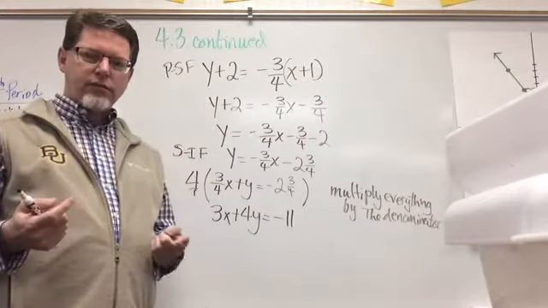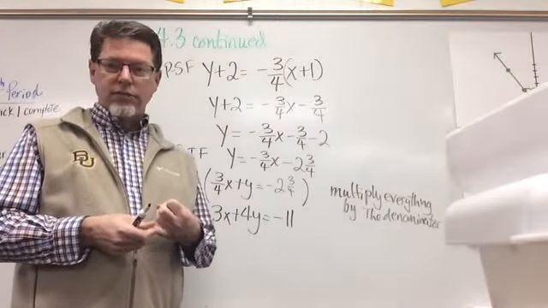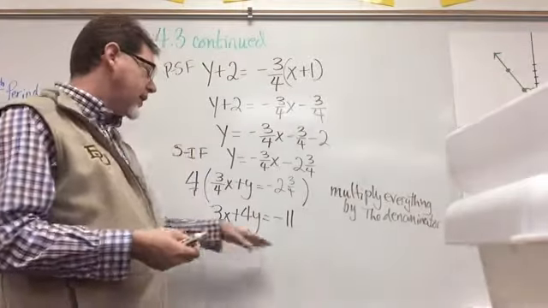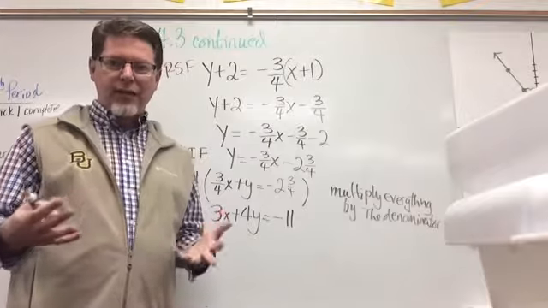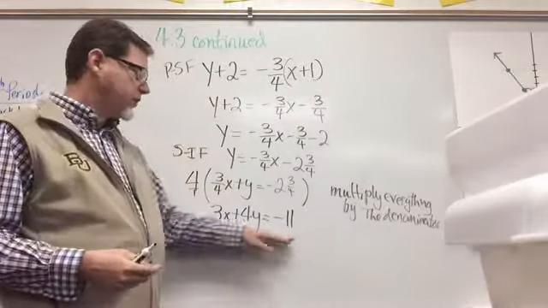So my standard form would be 3x plus 4y equals negative 11. Just to clarify, in standard form, no fractions at all, and x must be positive. Now y and the constant can be negative, but we want x to be positive. 3x plus 4y equals negative 11.